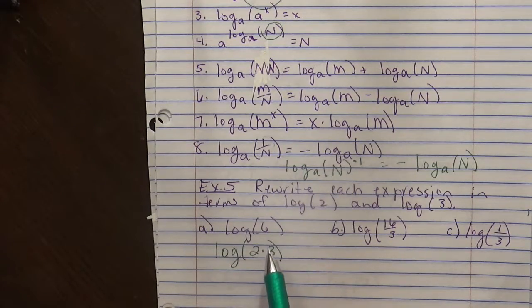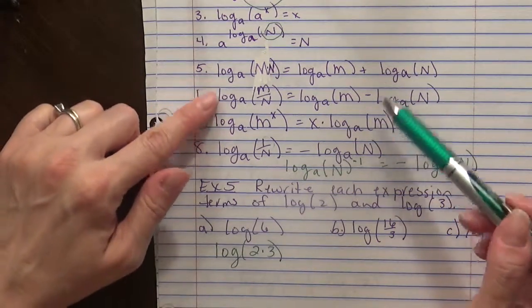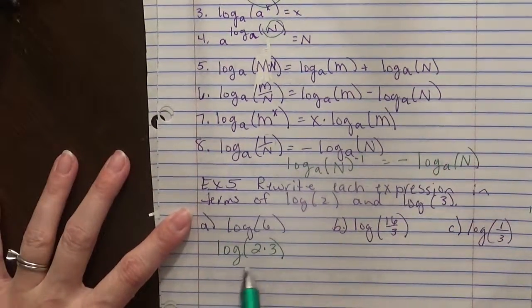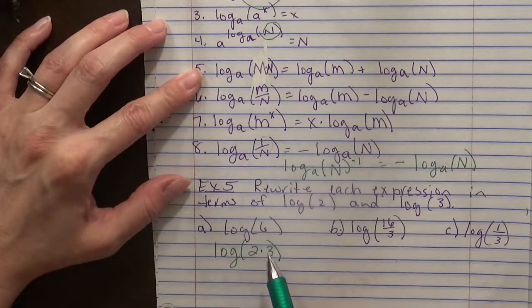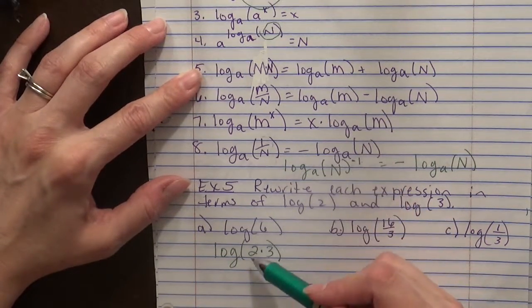Now we're going to use, which of these rules do you think would make sense here? We've got the logarithm of a product, so we're going to use our product rule. We're going to write this as the log of 2 plus the log of 3.